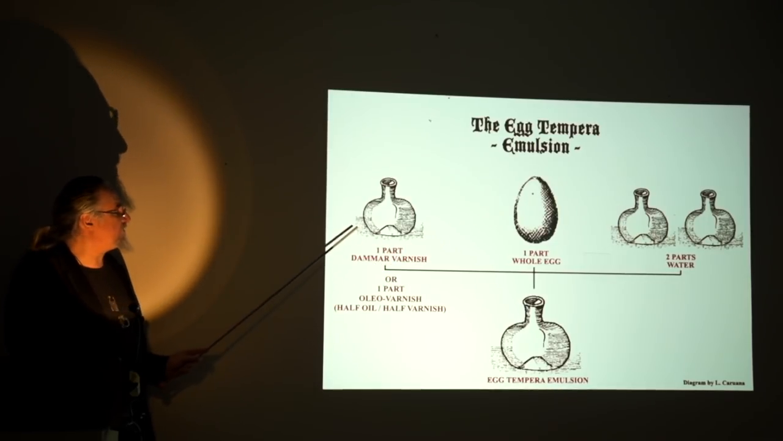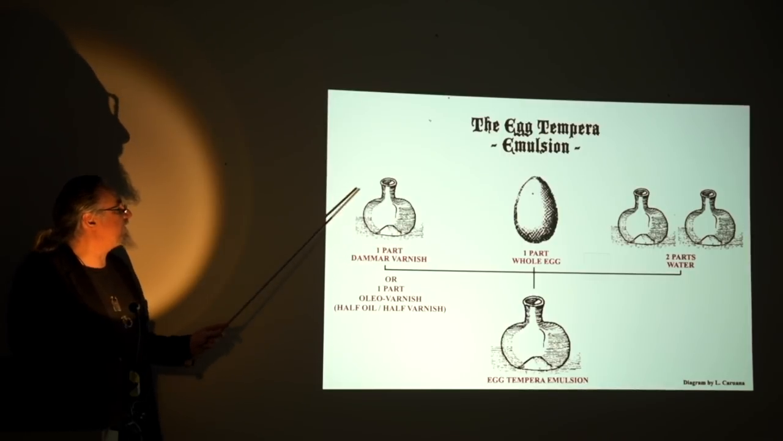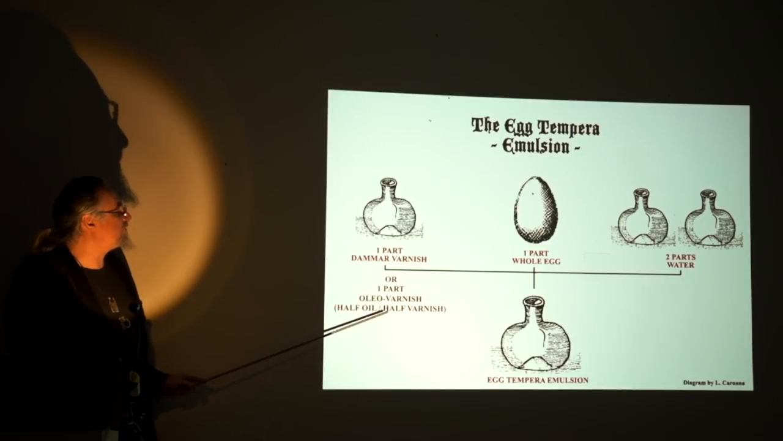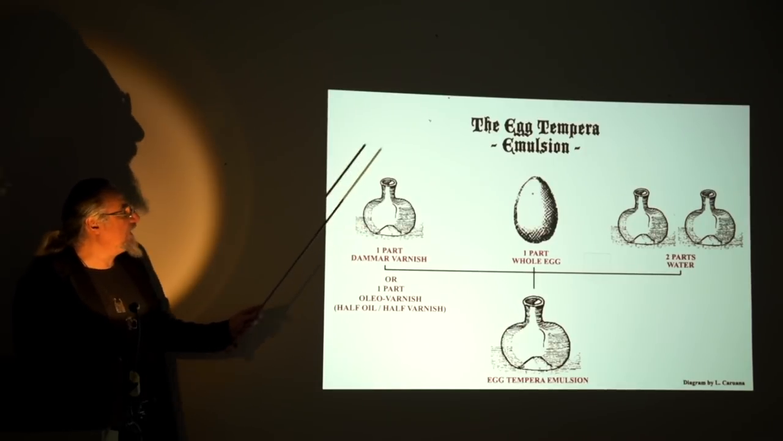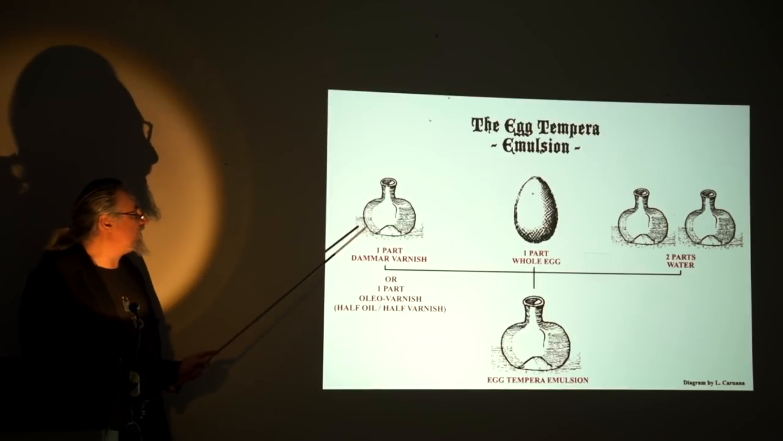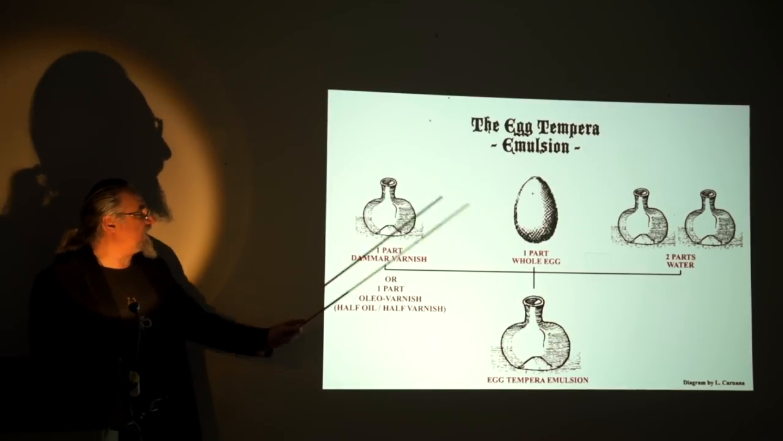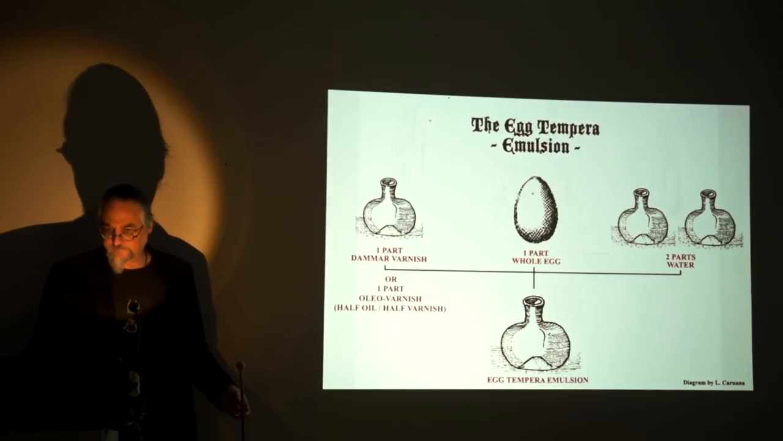Then you have your measure of varnish. This could be Damar varnish, or you could have a mixture, an oleo varnish, half oil, half varnish, which is a fatter kind of medium, one measure. And two measures of water. You mix the oleo varnish and the water with the egg to make your emulsion.